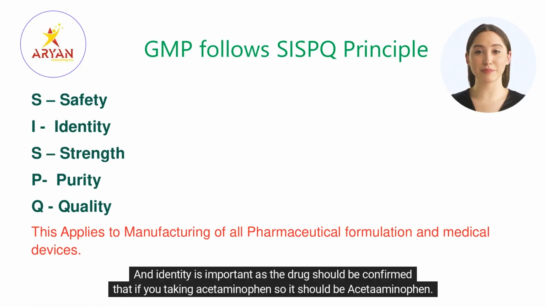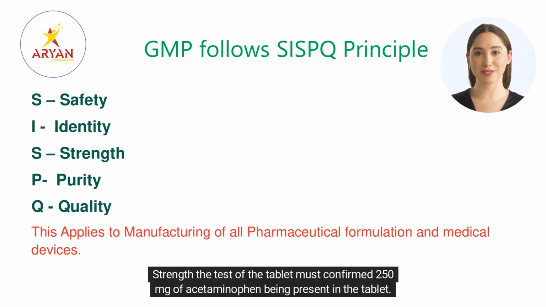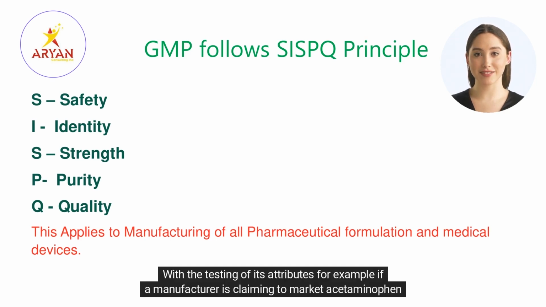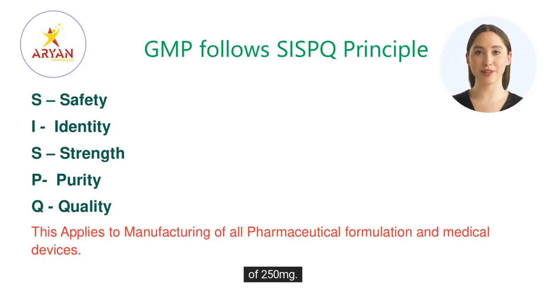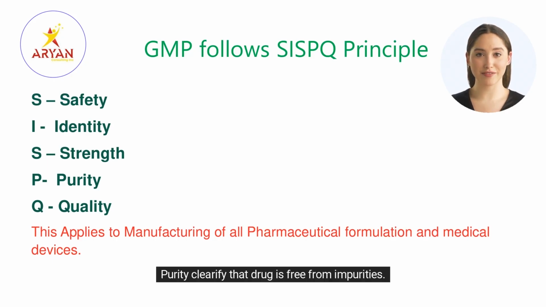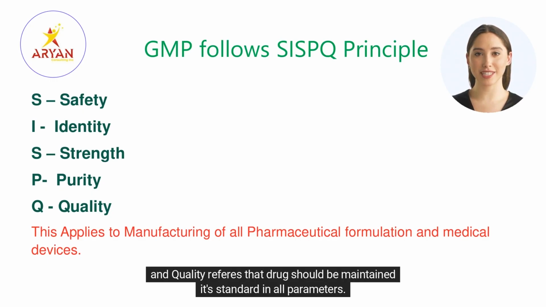Identity is important, as the drug should be confirmed: if you're taking acetaminophen, it should be acetaminophen. Strength: the test of the tablet must confirm 250 mg of acetaminophen being present in the tablet, with the testing of its attributes, for example, if a manufacturer is claiming to market acetaminophen of 250 mg. Purity: clarifies that the drug is free from impurities. And quality means that the drug should maintain its standard in all parameters.